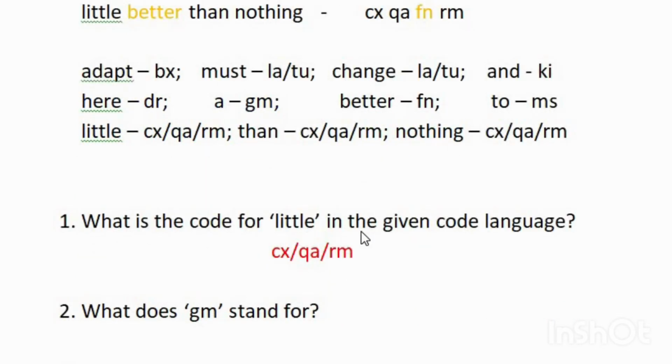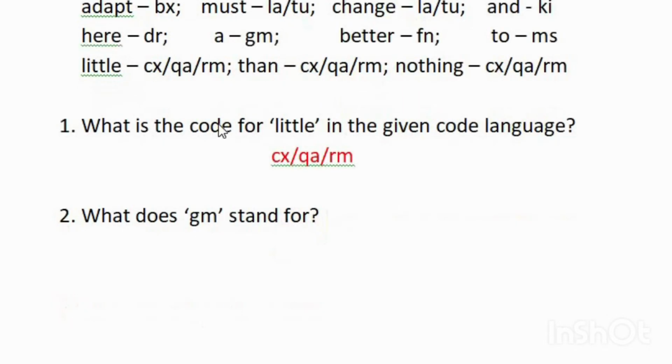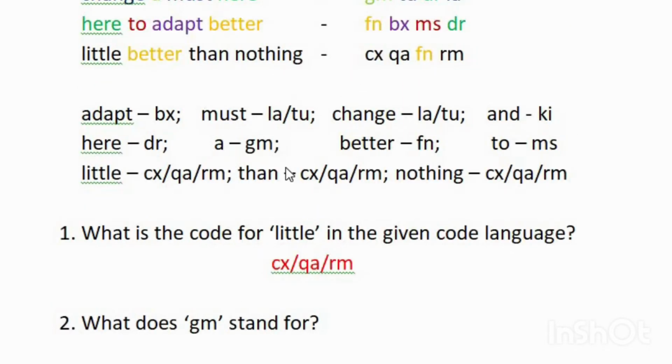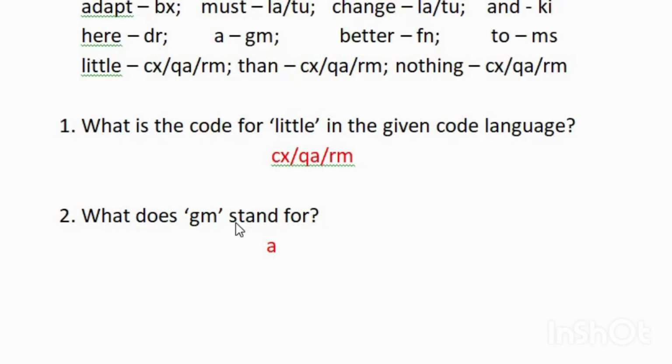First question is, what is the code for little in the given code language? We got it already. The code for little, it is either CX or QA or RM. Next question, what does GM stand for? What is the word for GM? It is A. In fact, A is not a word, it is a letter. So GM stands for the letter A.